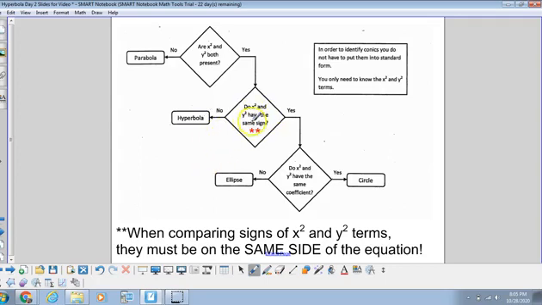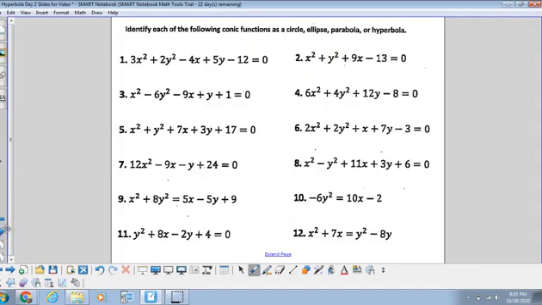If they have the same sign, then we look at the coefficients of the x squared and y squared term to determine if it is a circle or an ellipse. If the x squared and y squared have the same coefficient, then we have a circle. If x squared and y squared have different coefficients, the same sign, but different coefficients, then it's an ellipse. So let's do a few problems just to practice. These 12 problems right here.